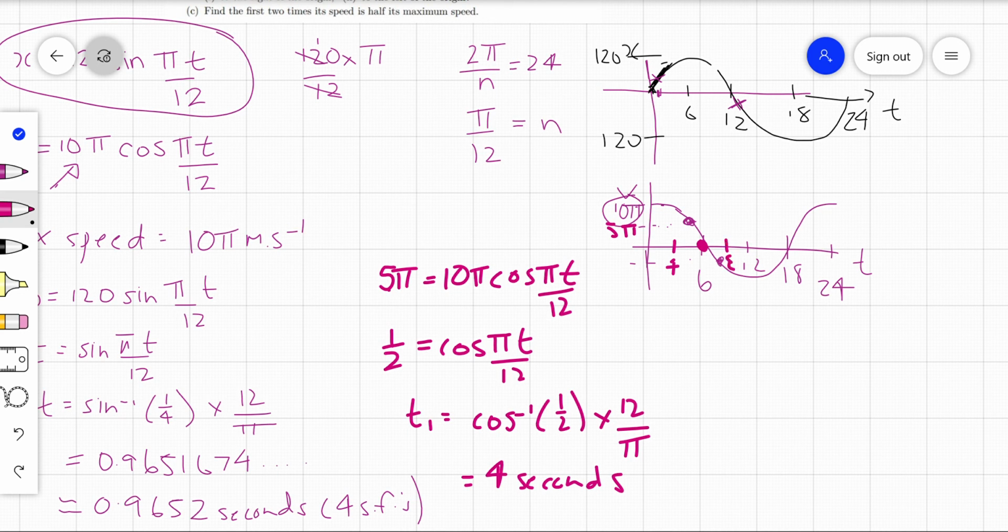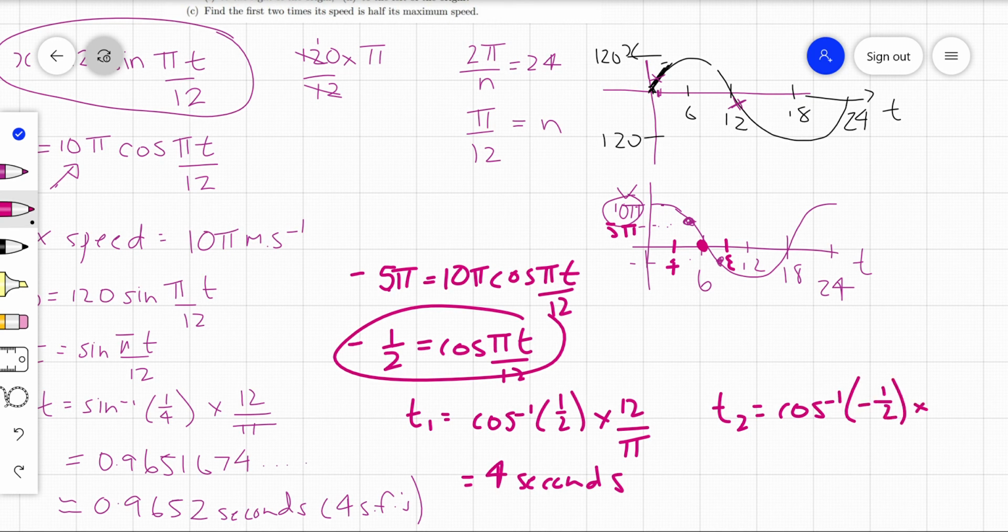So from the graph, or if you think about it, we're looking for a negative 5 pi. So if you think of negative 5 pi there, we're going to get a negative a half. So if we do the same thing that we did before, but this time do inverse cos of negative a half, hopefully you put that in the calculator, you will get 8 seconds. Okay, hopefully that helped.